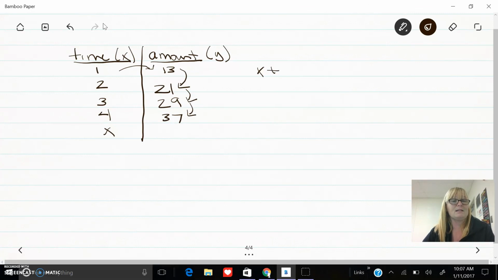1 times 8 is 8. 9, 10, 11, 12, 13. So that's plus 5. 2 times 8 is 16, 17, 18, 19, 20, 21. Booyah. All right, so my rule is 8x plus 5. Okay, I got to multiply x by 8, and then I got to add 5.